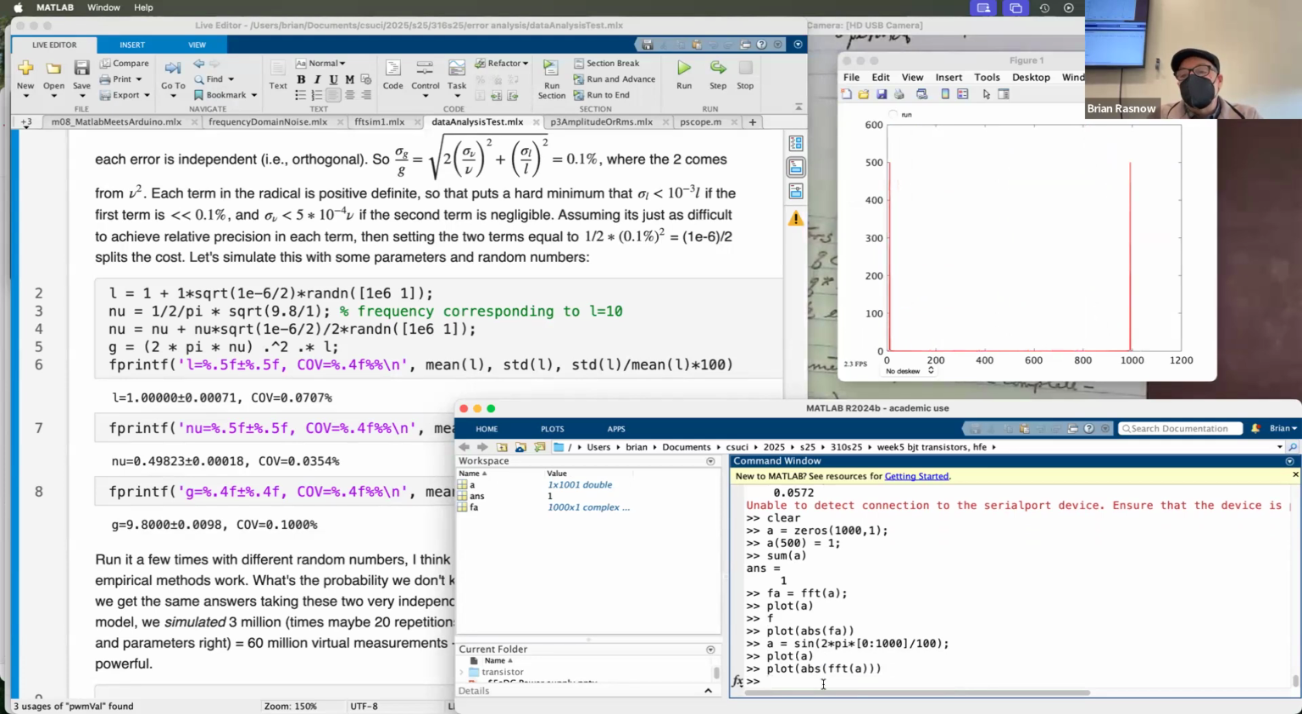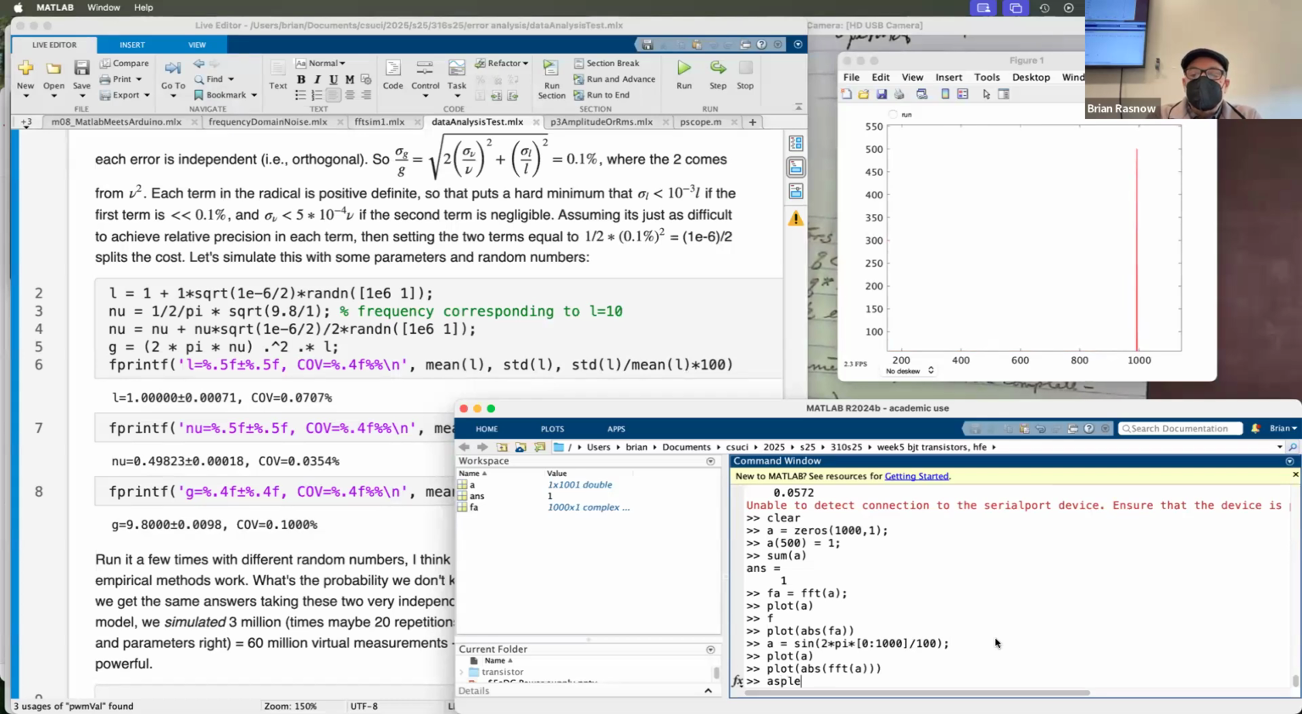The delta function. Yeah, I guess it is a delta. It's not a Dirac delta, but it's a delta. Now, the reason that you're seeing two of these is that there's a negative frequency over there, a mirror. Where does that come from?